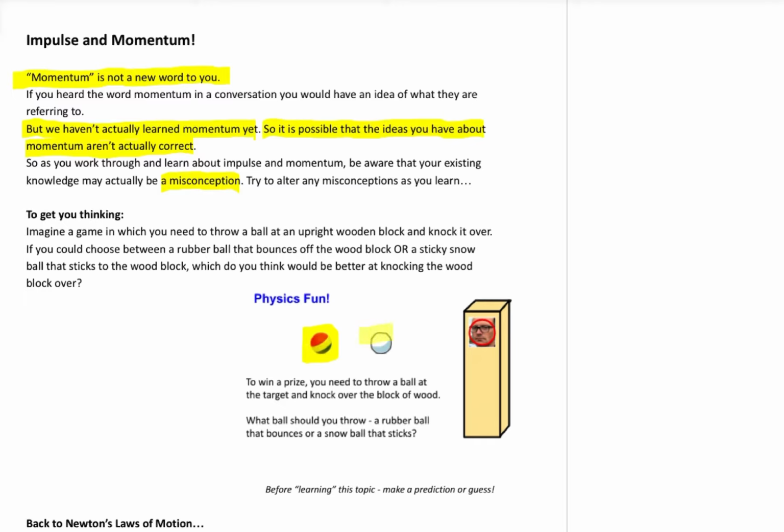Or if you threw a ball that when it hit the wooden block stuck to it, would that be a better option to make it easier to knock the block over? So set up here, we're going to throw a ball, it's going to hit this block, and we want that block to fall over. What would be a smarter choice, to use a bouncy ball or a sticky ball? Think about that. We'll come back to it before the end of the little lesson.